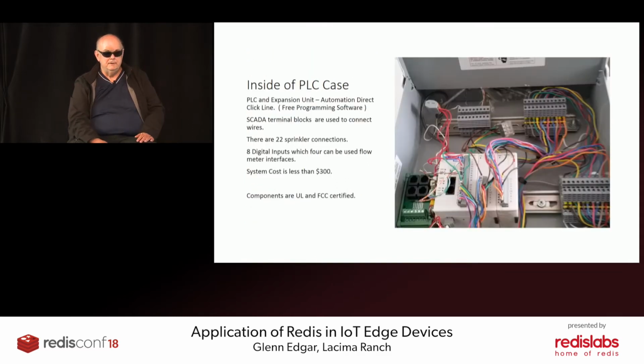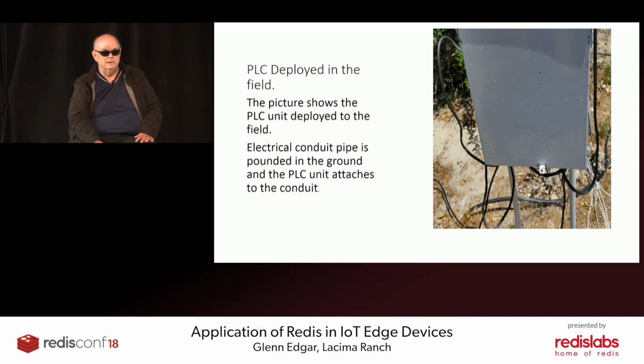And this is inside a PLC case. The white units are a PLC. The one on your left would be the main unit, and it has two expansion units. The cost of the PLC is roughly $300, and the components are UL and FCC certified, so they're rugged. And this is the PLC deployed in the field outside.